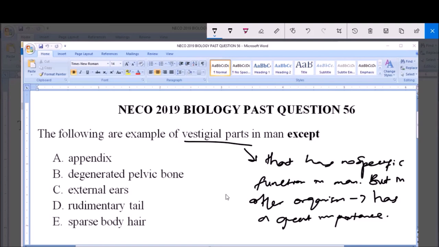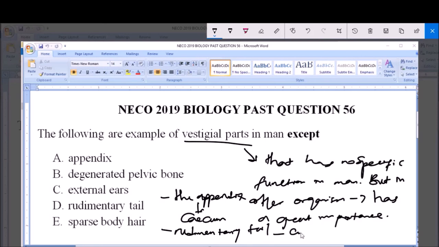Now I'll give you examples of vestigial parts in man. An example is the appendix. This appendix in man has no specific function, but in the herbivores, it is represented as the cecum, where digestion still occurs. Another example is the rudimentary tail in man, that is the coccyx. In other animals it forms the tail, and it is very important, but in man it becomes rudimentary, that is the coccyx bone.